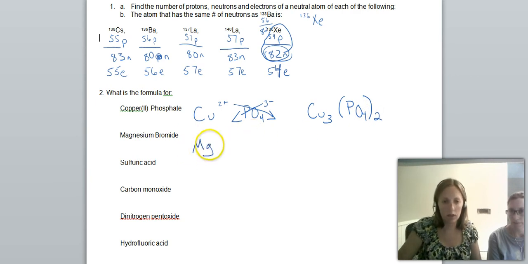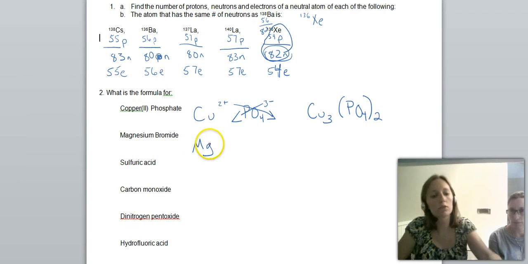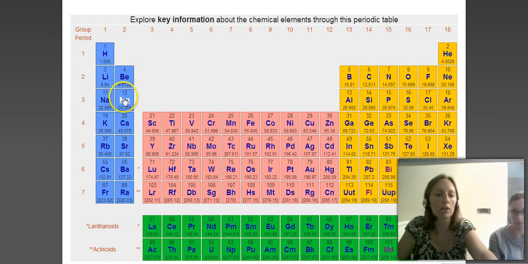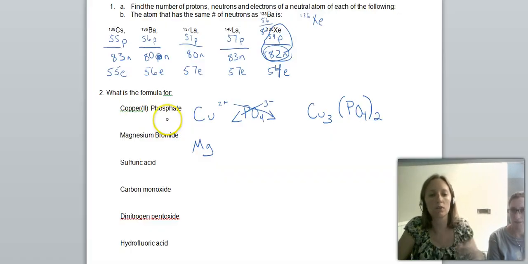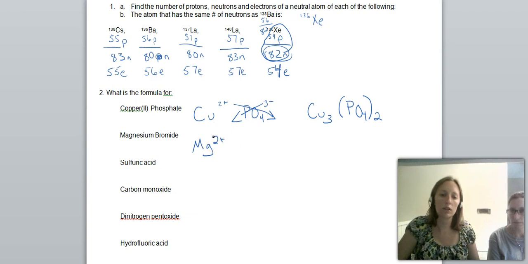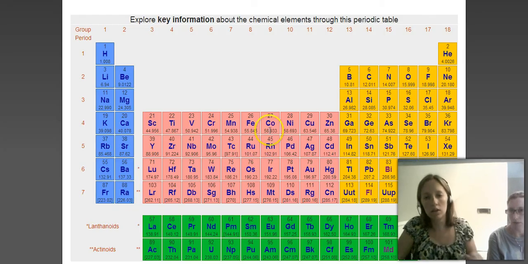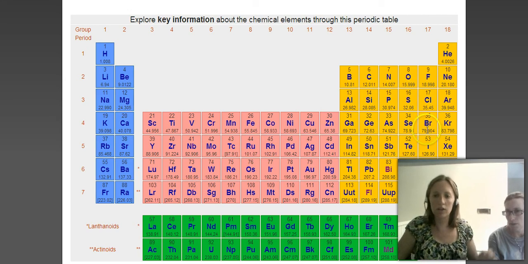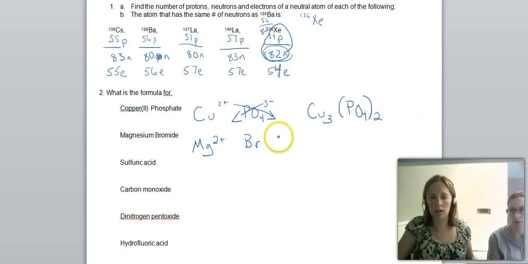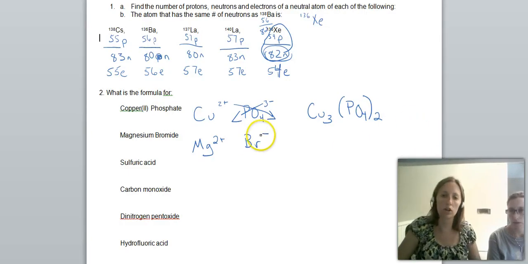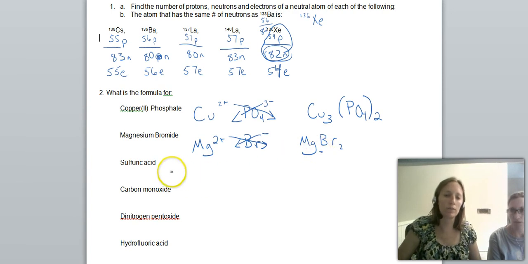Magnesium has got a 2+ charge. There's magnesium. He's in the second column, so indeed he does. 2+ on magnesium. Bromine over here in the halogens has got a negative charge. Those are going to cross. So you end up with magnesium bromide with a 2. There's no 1 here. That's understood to be a 1.